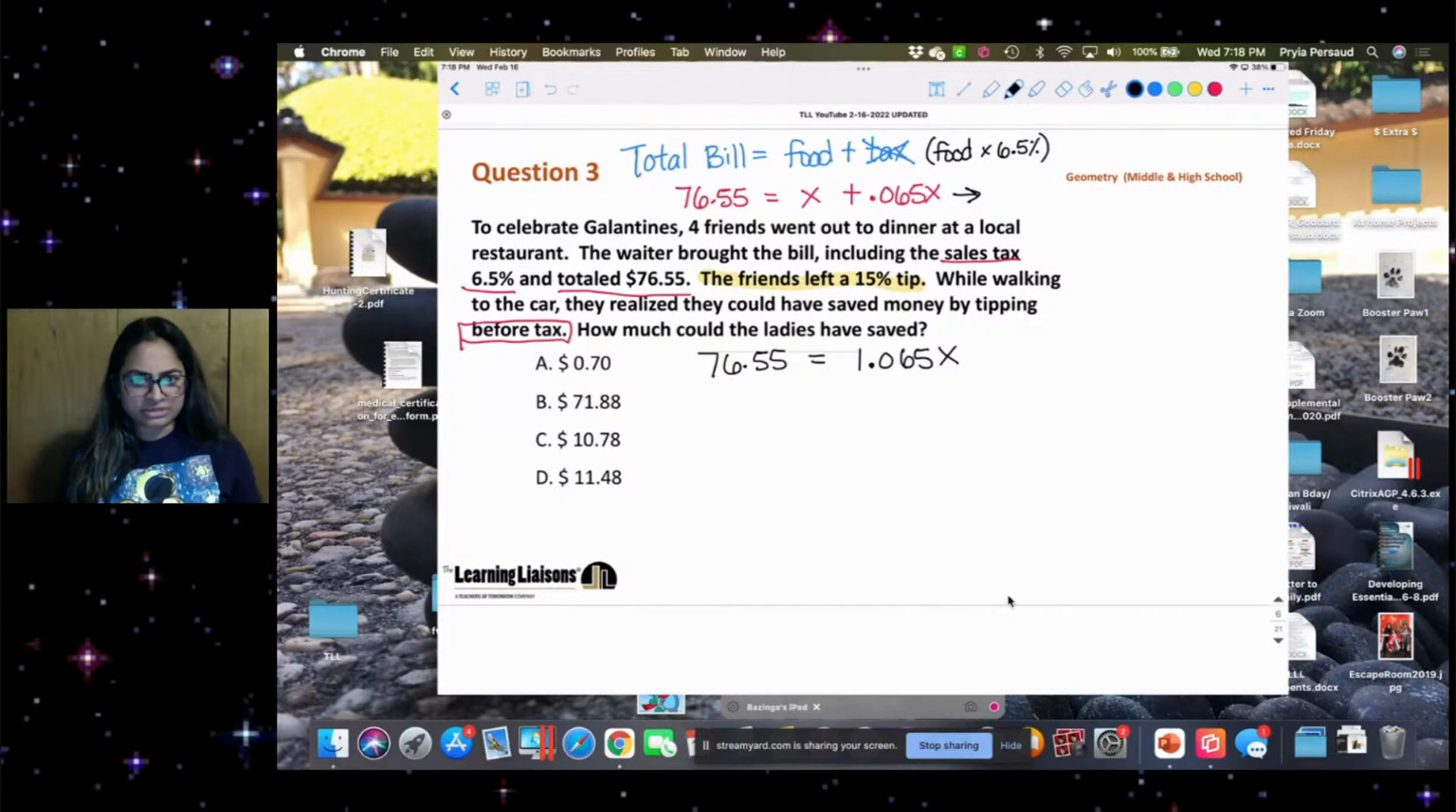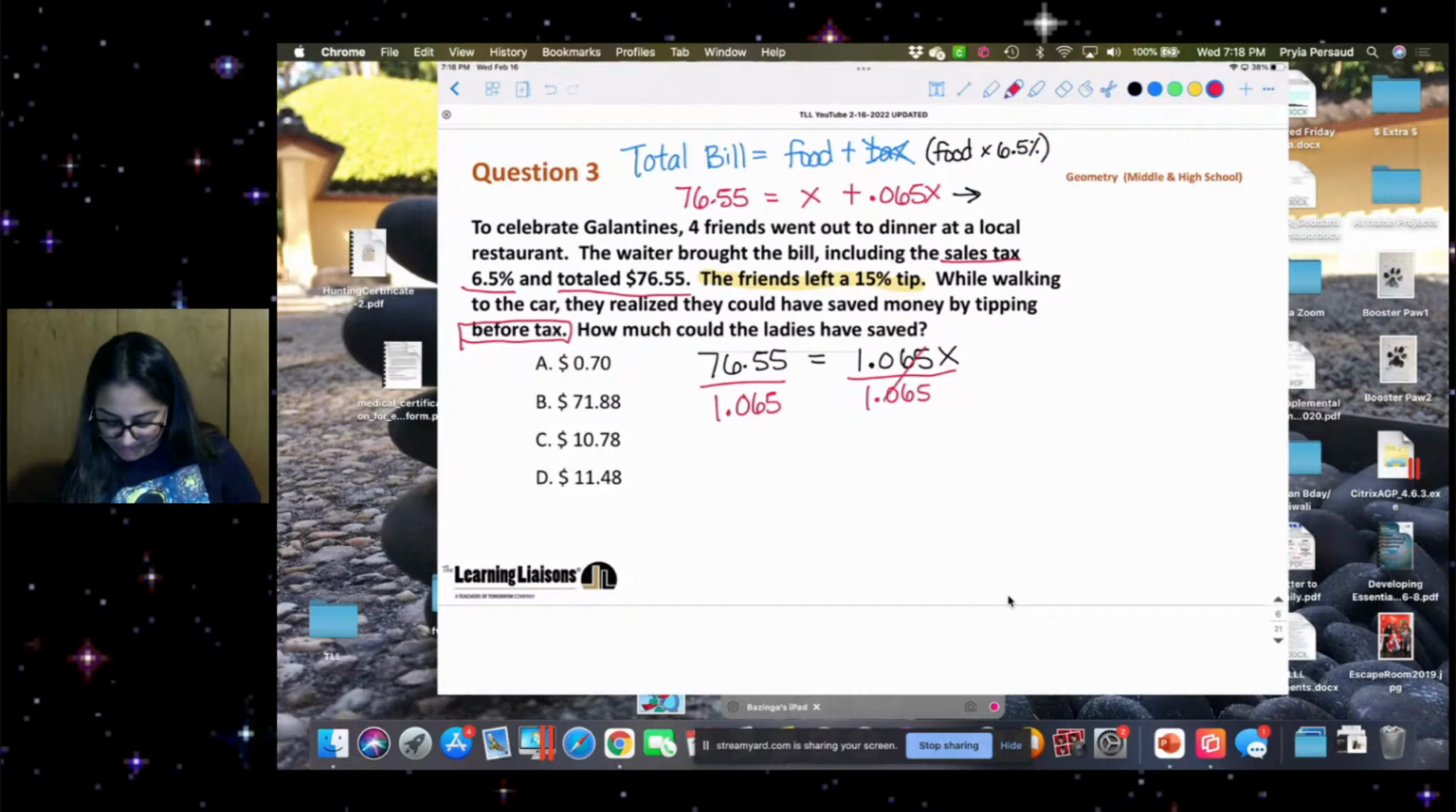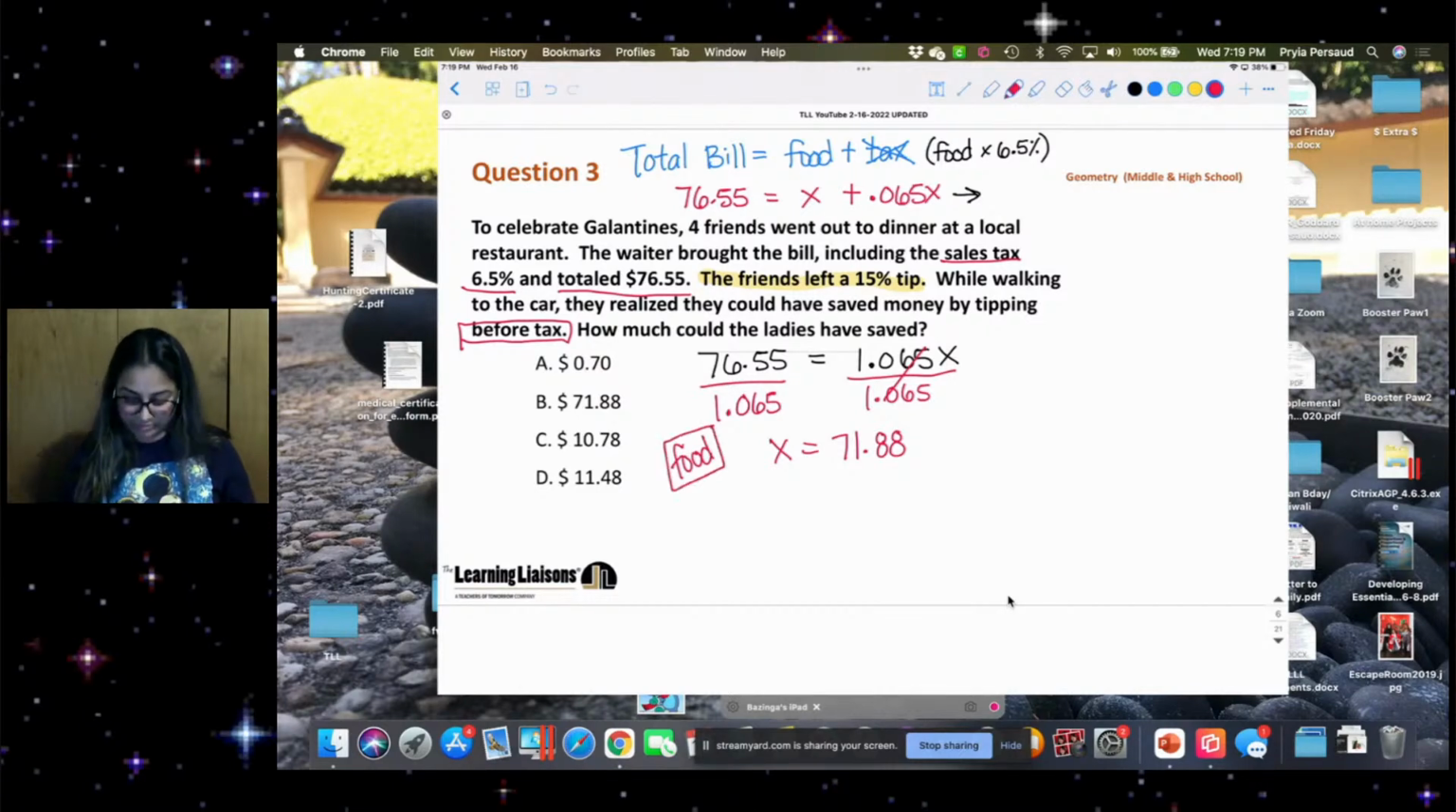Okay, I'm getting a lot closer to something. If I solve for x, I'm actually going to solve for how much food costs. So I'm going to divide both sides by 1.065, and I get that my food cost x is equal to 71.88. Okay, but that's not an answer. That's not anything about tip. That's just how much the food costs. So remember, this is the food/drinks. I can double check that if I plugged it back into my equation that we made all the way at the top, and I should get 76.55 after I've done the taxes.